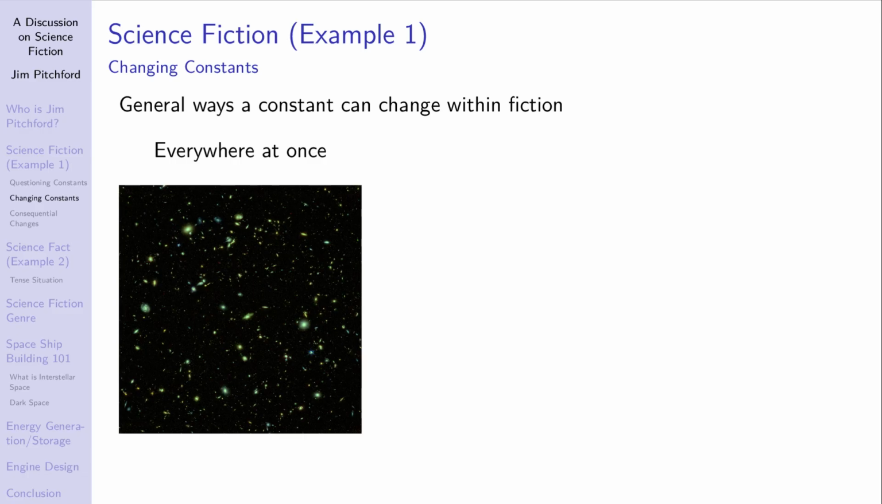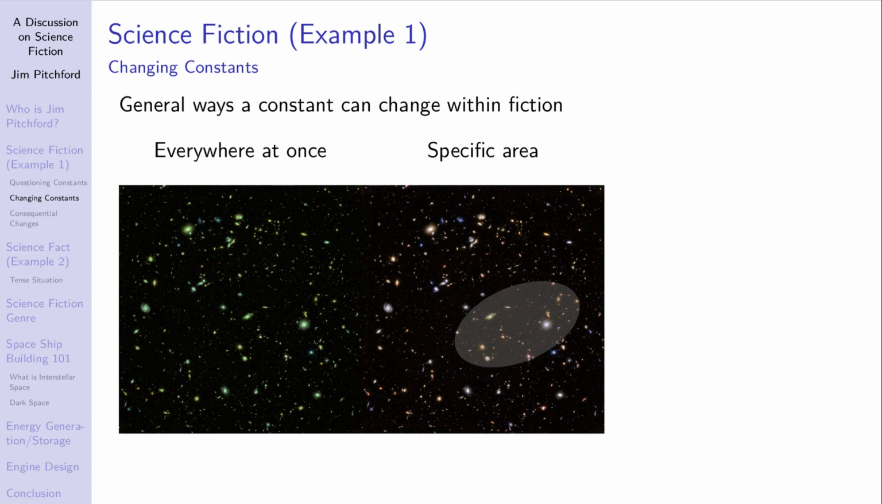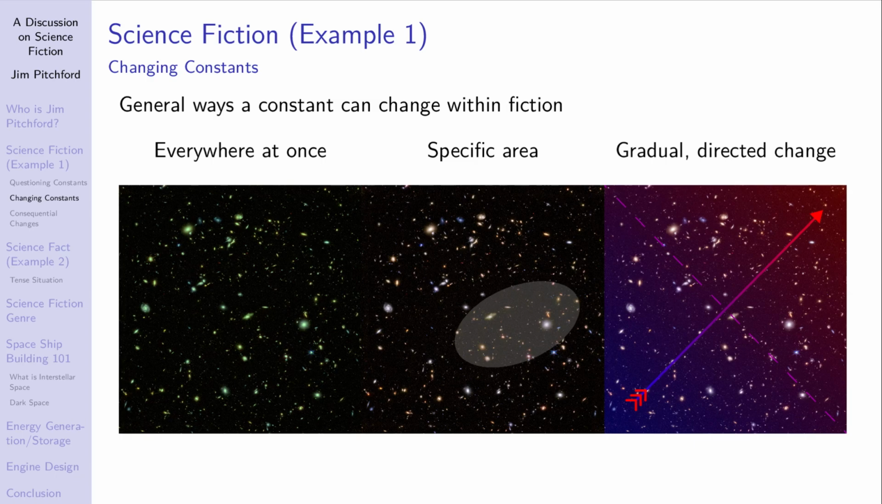Would it be, you hit a button everywhere at once, it changes. You flip a switch, it changes in just one area. Or maybe you turn that dial and now it actually changes throughout the universe, but on some path, on some specific pattern here, so a gradual directed change. Now, which of these do you think is the most reasonable to try to explain to somebody, to present to somebody in fiction?